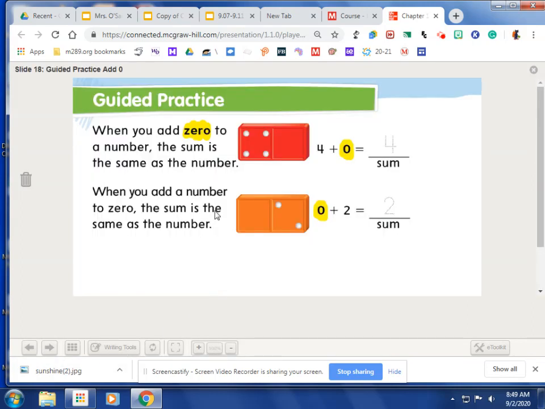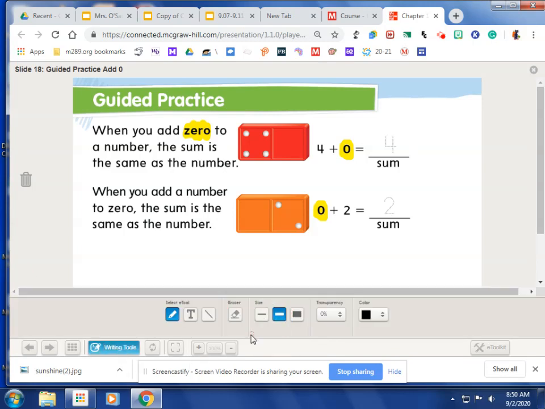All right. So when you add 0 to a number, the sum is the same as the number. Haven't I been saying that? It's the same as the number. It will not change. There is nothing being added to it. When you add a number to 0, the sum is the same as the number. At this point, you should have flipped your paper over like a pancake and you should be on page 30.